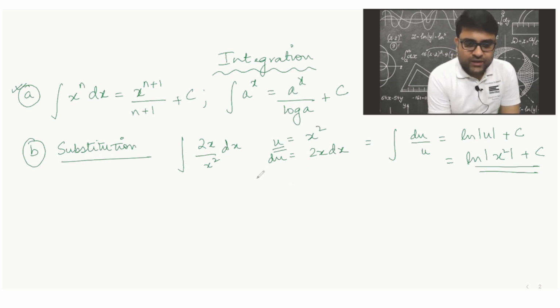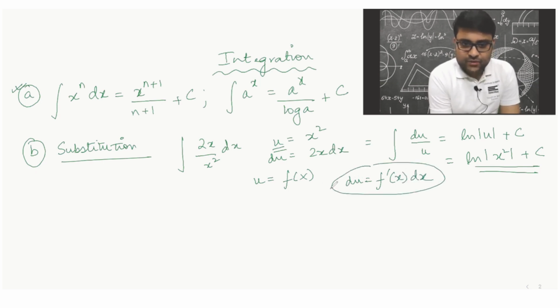So this is integration by substitution, where I substitute another variable for some function of x. So here what am I doing? I'm substituting a variable for some function of x and then finding out du as f dash x into dx. And then I substitute this as well in the integration and then find out my solution.